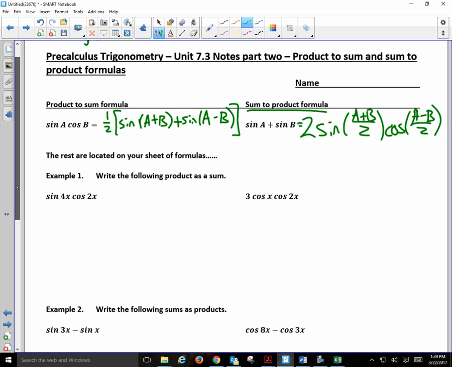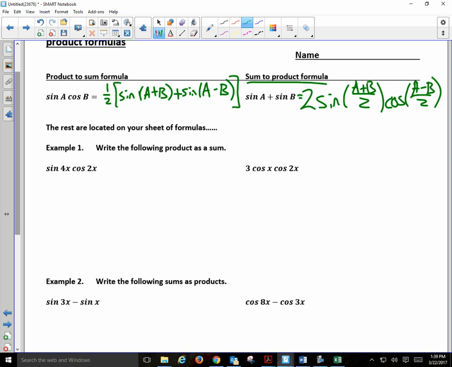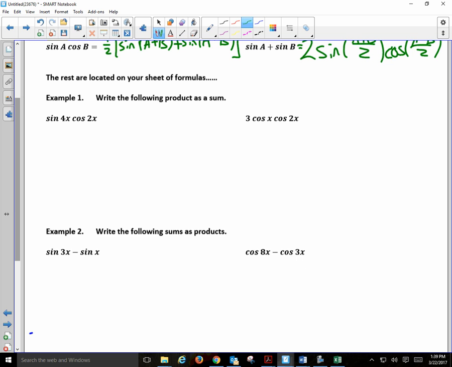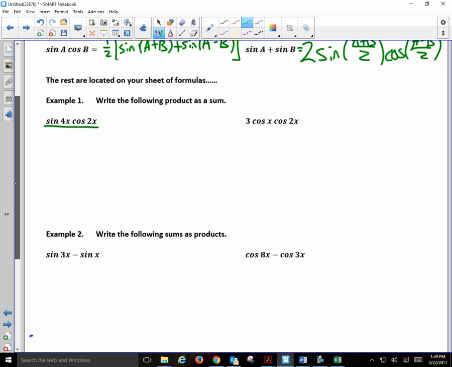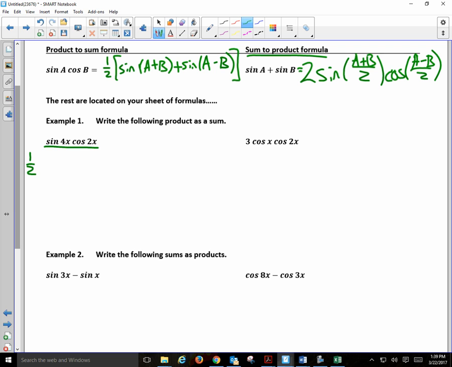All right. Now, we could list all eight of them, but that would just take a lot of time, right? So let's go to work. It says find or write the following products as sums. So I've got a product here, and I'm going to write it as a sum. I've got to find the right formula. Fortunately, we just wrote it down. 1/2 times the sine of A plus B plus the sine of A minus B.